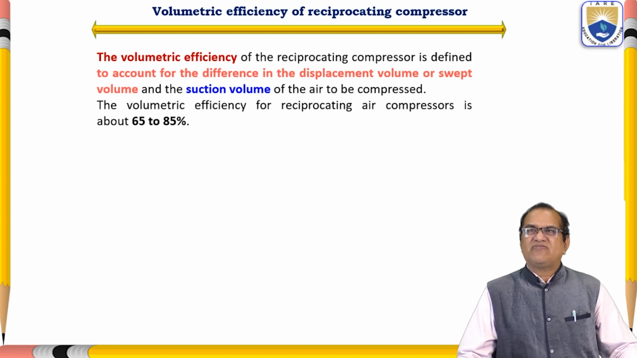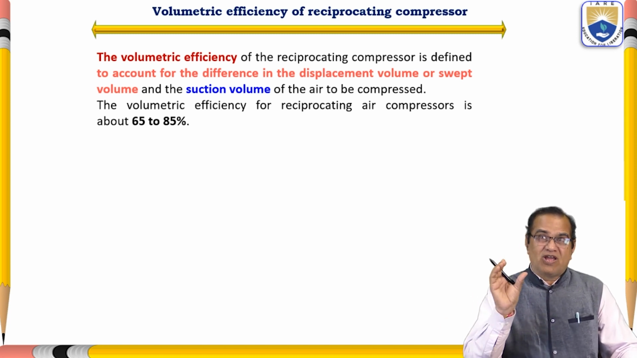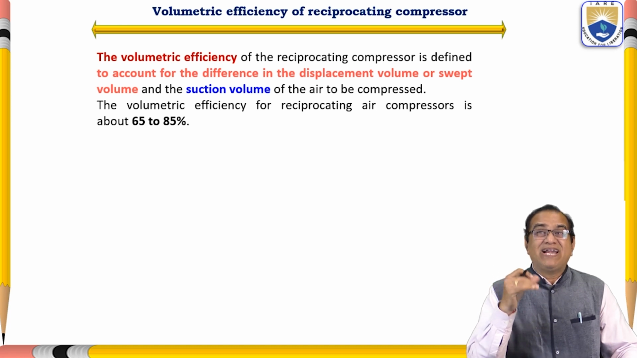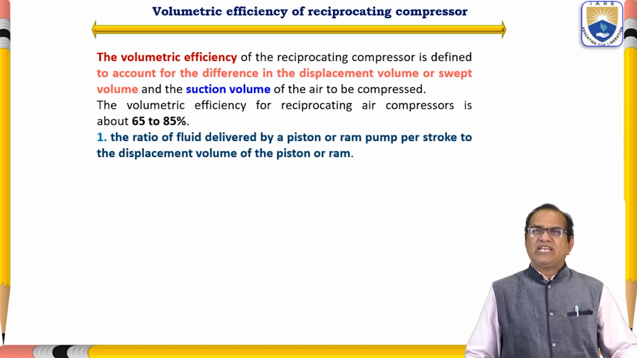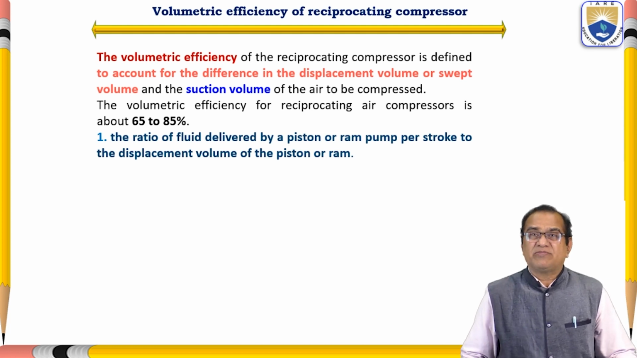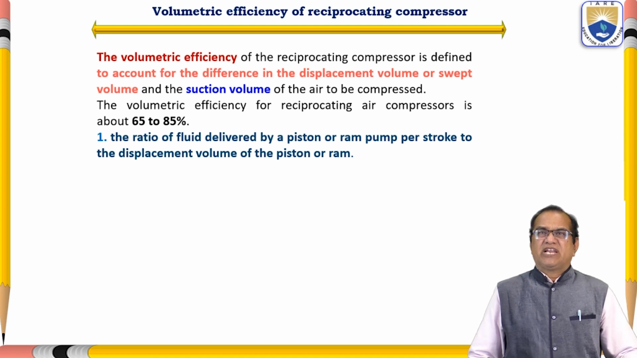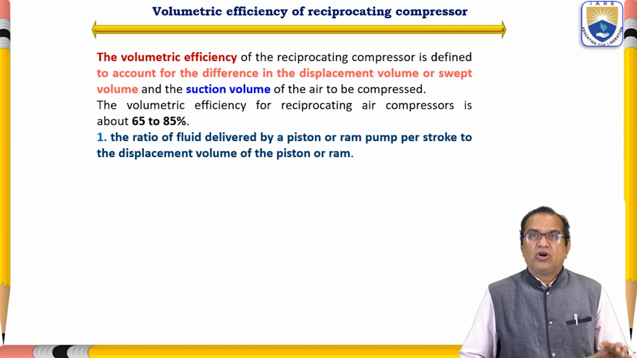The volumetric efficiency for reciprocating compressors ranges from 65 to 85%. So this volumetric efficiency depends upon the swept volume or the displacement volume and the suction volume. These two volumes are very important. So the ratio of the fluid delivered by a piston or a ram pump per stroke to the displacement volume of the piston or the ram. So this is the first definition of the volumetric efficiency.